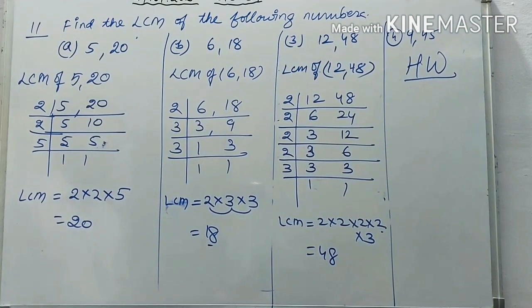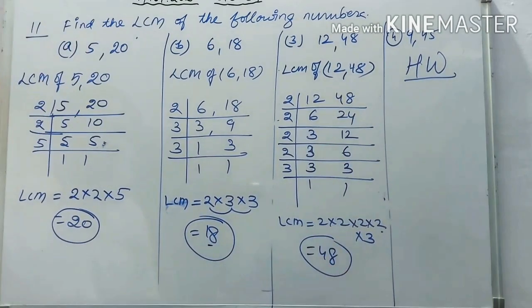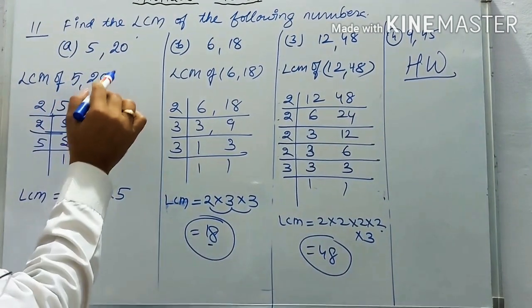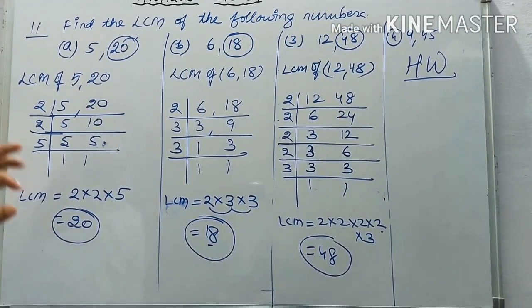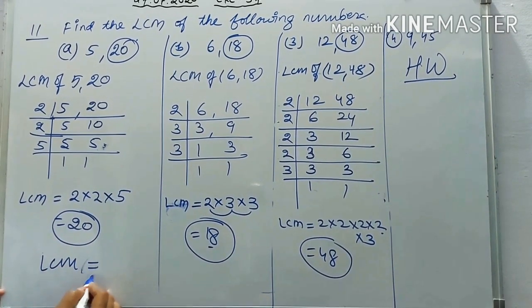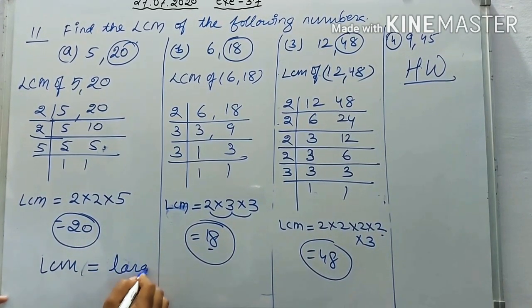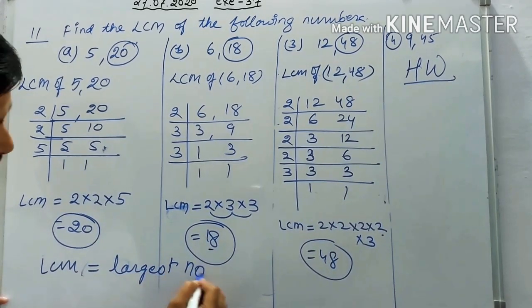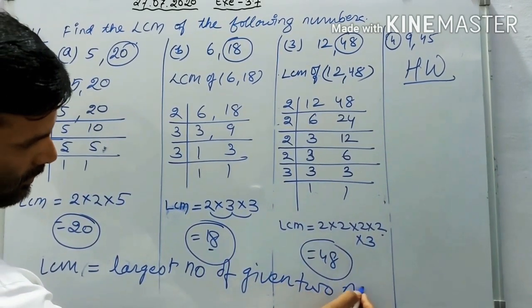Okay, now observe the result. After your solution, you find the first LCM is 20, second LCM is 18, and third LCM is 48. The big number in each pair is 20, 18, and 48. The LCM is equal to the largest number of the given two numbers.